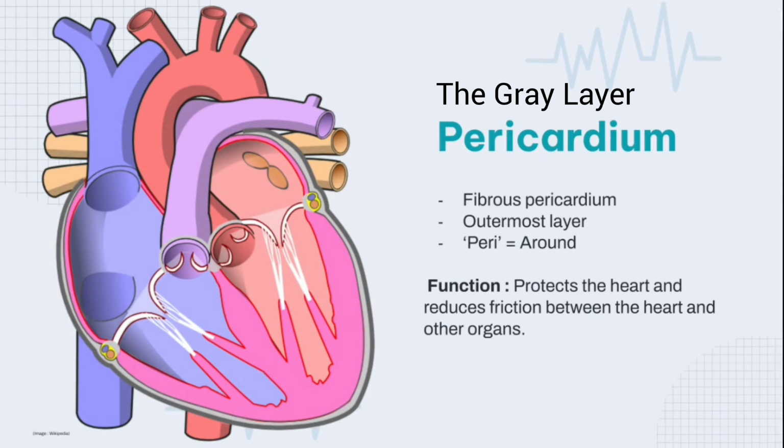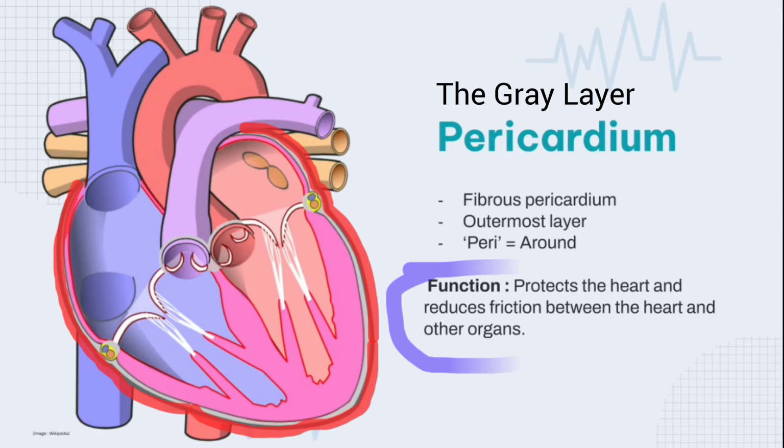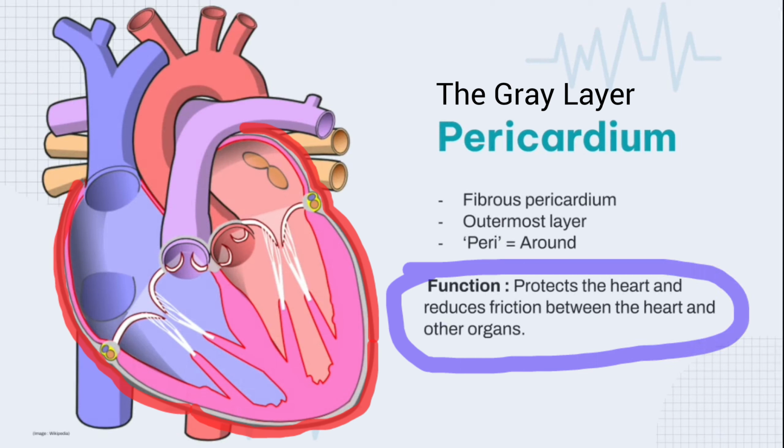The pericardium, also called the fibrous pericardium, is the outermost layer of the heart. The prefix peri means around, hence the words perimeter and also pericardium. Therefore, this layer covers the outside of the heart completely. It protects the heart and reduces friction between the heart and other organs.